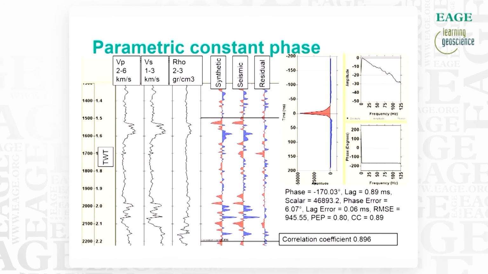Here is the parametric constant phase wavelet. You see that wavelet, it's almost 400 millisecond length. You see the low frequency decay, and the estimated phase is 170 degrees. So that means probably there was 10-degree phase residual in the data. The phase error is around 6 degrees, which is excellent. That means it's a good candidate for inversion. The well-tie quality is also very good, as you can see on the synthetic and seismic in the left panel.